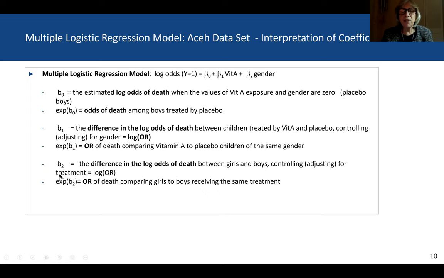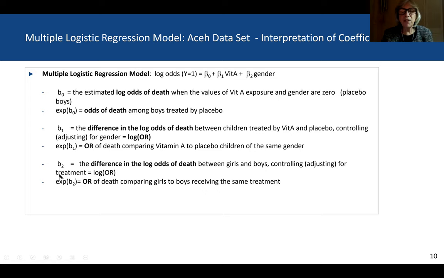Now, what happens if we fit a multiple logistic regression model with both vitamin A and gender? We see the model is now written, the log odds of death equals beta naught plus beta 1 vitamin A plus beta 2 times gender. We see in the box the estimated coefficients B1, B2, and the estimated intercept B0. Our interpretation of these coefficients now is that B1 is the estimated log odds ratio of death comparing vitamin A to placebo, controlling for gender, meaning among children of the same gender.